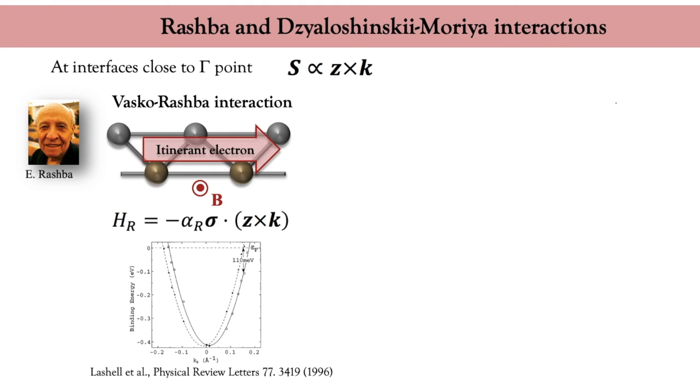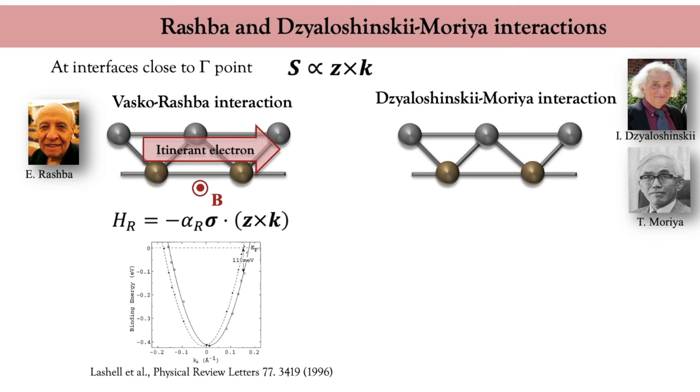Another important consequence is called the Dzyaloshinskii-Moriya interaction. Consider two neighboring local magnetic moments lying at this interface. Because the electron Bloch state possesses non-vanishing orbital moment, its spin needs to find a way to align along both the magnetic moments and the orbital moment. Of course, this is not possible. So to minimize the energy of the system, the two magnetic moments will tend to cant away from each other to compensate the influence of the orbital moment. This canting is called the Dzyaloshinskii-Moriya interaction and is written in this form.